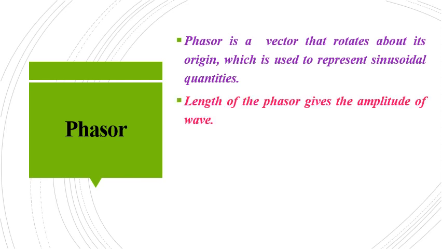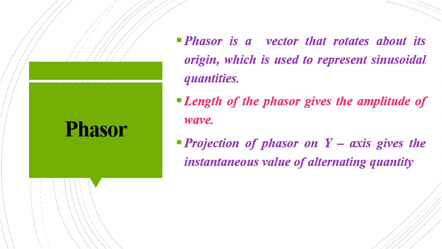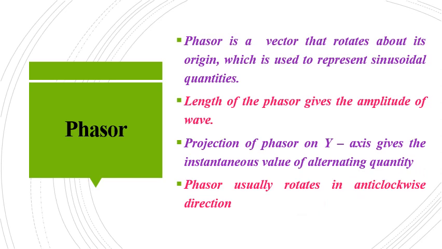The length of the phasor gives the amplitude of the wave, and the projection of the phasor on the y-axis will give the instantaneous value of the alternating quantity. And usually these phasors rotate in the anti-clockwise direction. So if we have the phasor of an alternating quantity, we will know its magnitude as well as the direction or the instantaneous value.